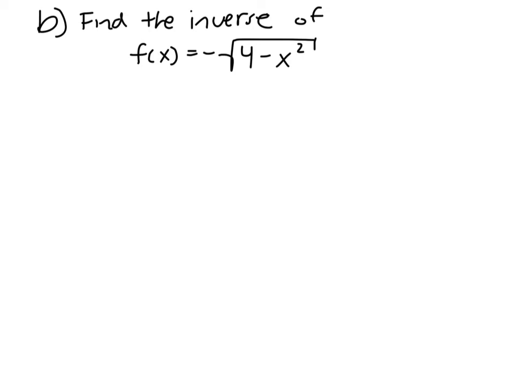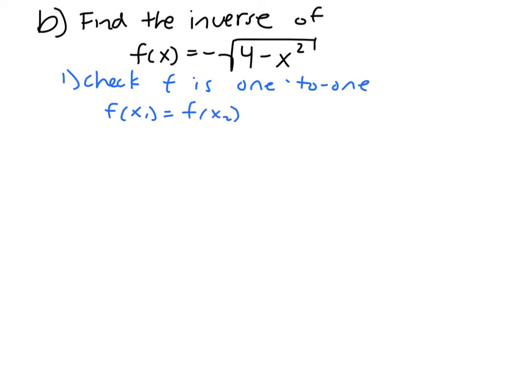Okay, so now let's find the inverse of this function algebraically. Not by using a graph, but by using our algebra. So the first step is always going to be to check that f is 1 to 1. This should always be your first step. To do that, I'm going to plug in x1 and x2. If x1 equals x2, then the function is 1 to 1. Let's go ahead and do this check.